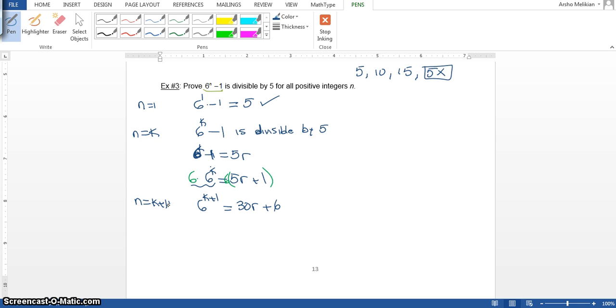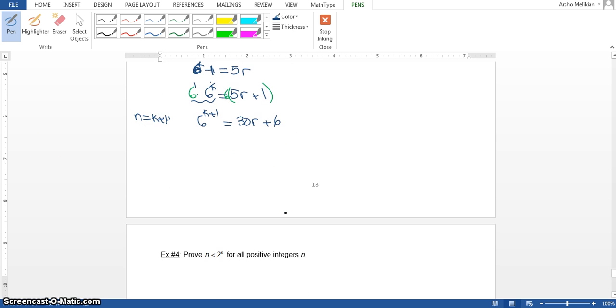I have a question. How is 6 times 6 to the k equal to 6 to the k plus 1? There is an exponent of 1 here. When you're multiplying powers with the same base, you add the exponents. If you have 2 to the x times 2 to the y, it's 2 to the x plus y, right.